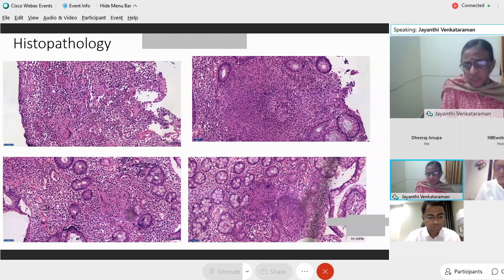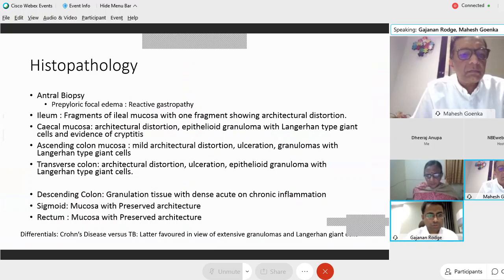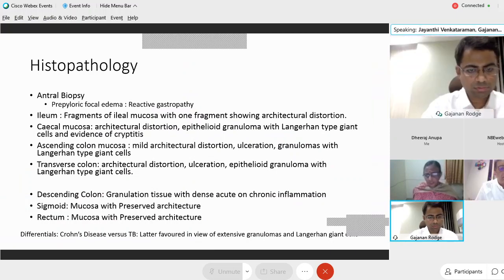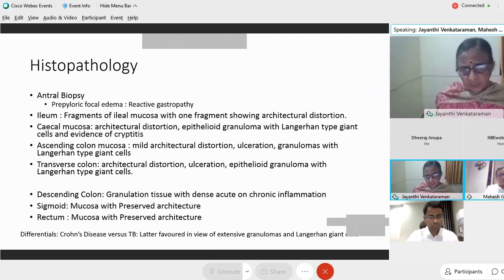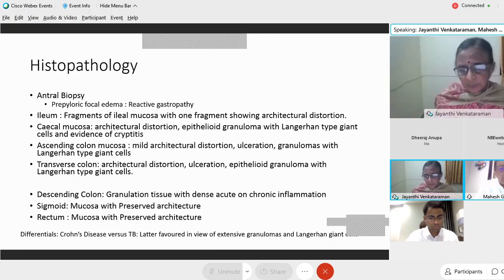So what's your inference now? The biopsy showed architectural distortion, epithelioid granuloma, Langerhans type giant cells, and evidence of cryptitis. Ascending colon showed granulomas. Transverse colon also showed epithelioid granuloma. The pathologist gave a differential of Crohn's disease versus tuberculosis, the latter favored in view of extensive granulomas and Langerhans giant cells.